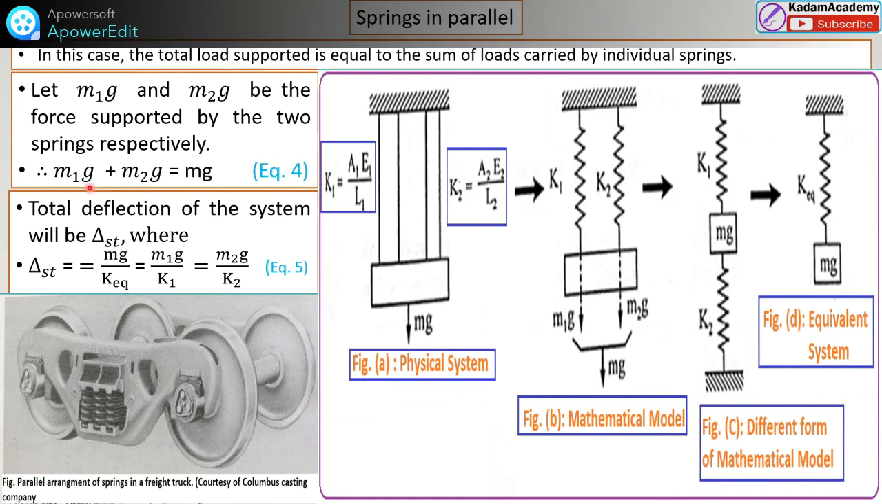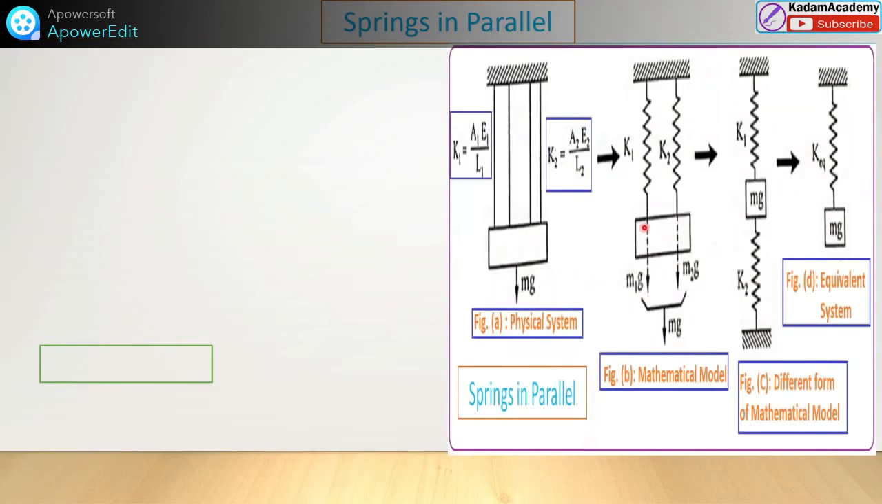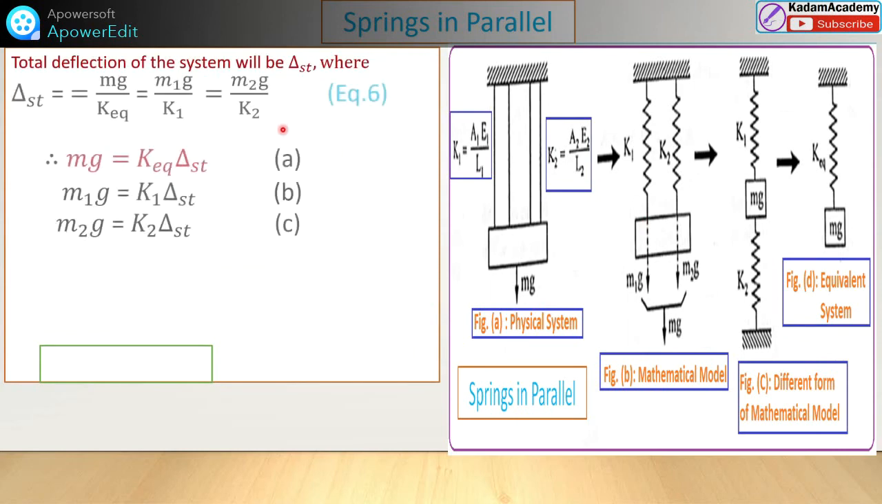So here, what will happen then? This m1 g is what? K1. M2 g is K2. So m1 g plus m2 g means K1 plus K2 is equal to K. Mg is what? This K equivalent. So K1 plus K2 is K equivalent. So friends, here the same thing is given to you. This is the equation for this K equivalent, this is for spring 1, and this equation is for this K2.